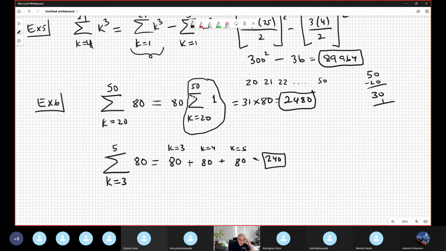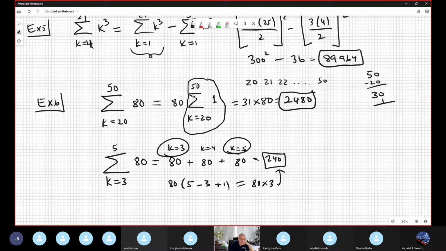And what is the formula? I don't know. The formula is a constant, 80, multiplied by something, multiplied by 3. And where does this 3 come from? You're subtracting 5 minus 3, plus 1, because we include 3 and 5, both endpoints. Entonces es obvio que es 5 minus 3 es 2. 2 plus 1 is 3.